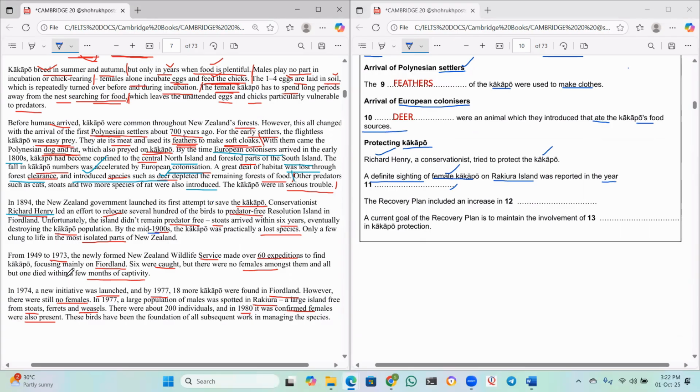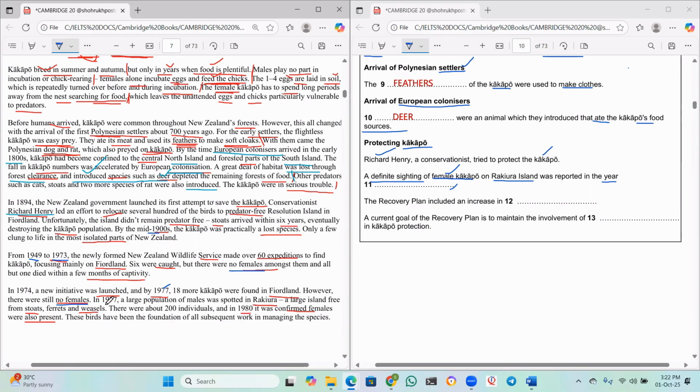From 1949 to 1973, they made over 60 expeditions to find the Kakapo, focusing mainly on Fiordland. Six were caught, but there were no females. Here he's talking about female Kakapo, so this is not the answer. By 1977, 18 more kakapo were found. However, there were still no females.